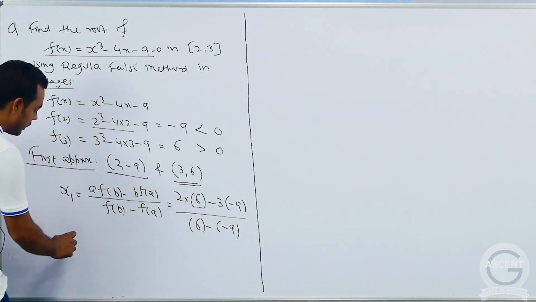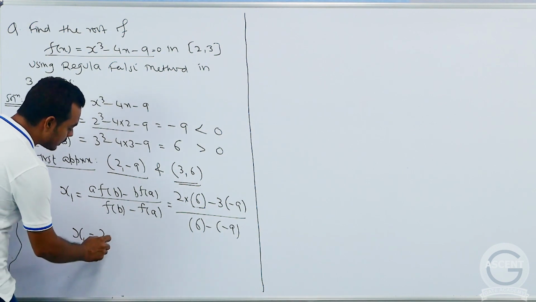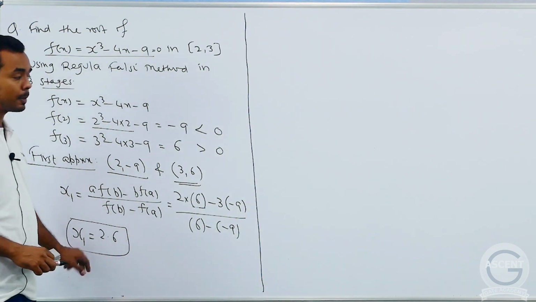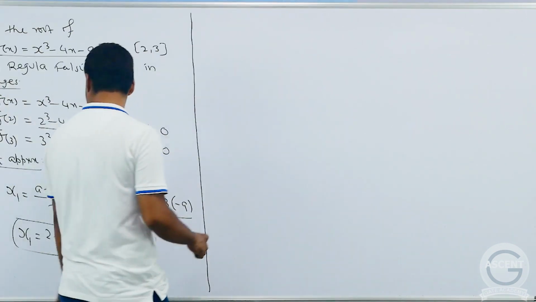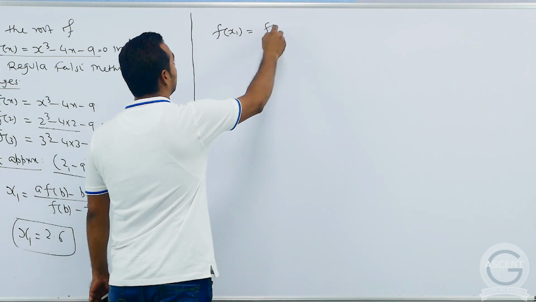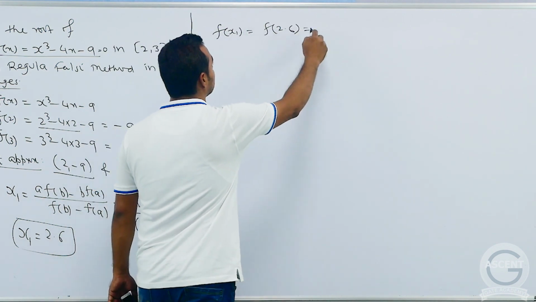Now if you do the calculation, you will find that this will be 2.6. So our first approximation x1 will be 2.6. Okay, now for the next approximation, we need to calculate the value of f of x1. So f of x1 will mean f of 2.6.